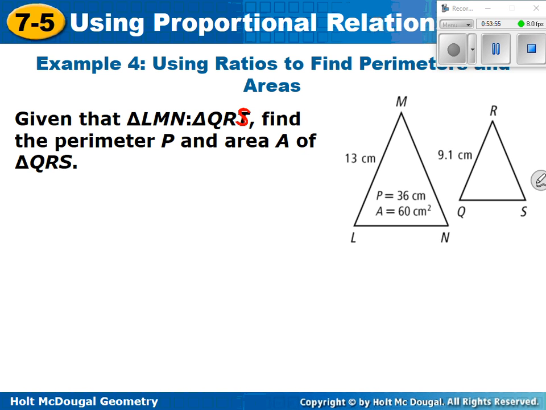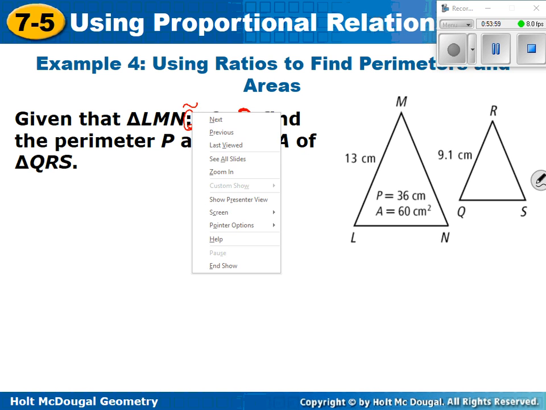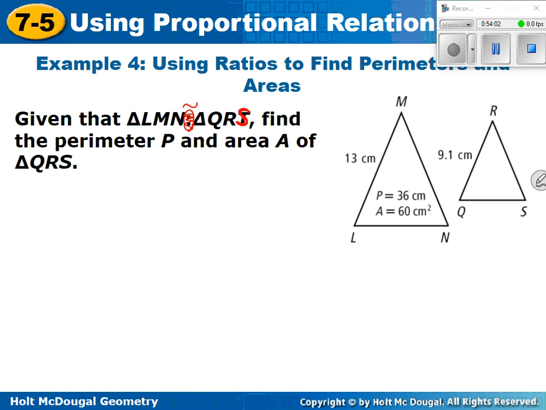There's also another typo here. This should not be a colon. This should be a similarity symbol. Sorry about that. So LMN is similar to QRS.